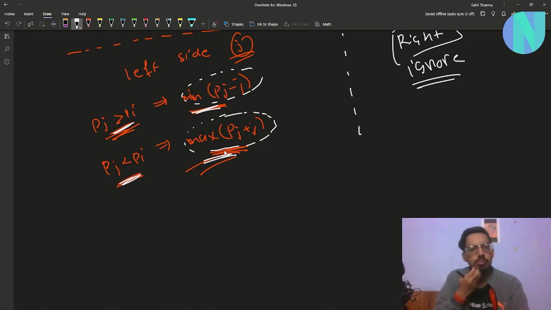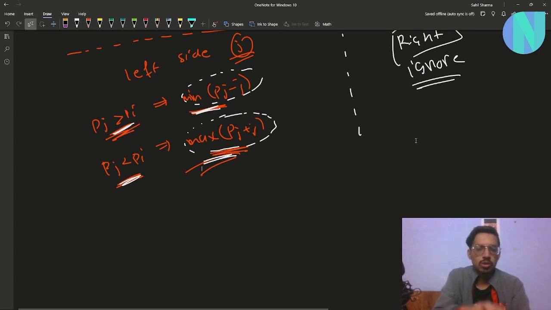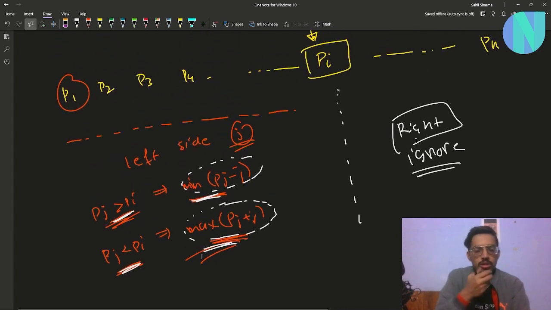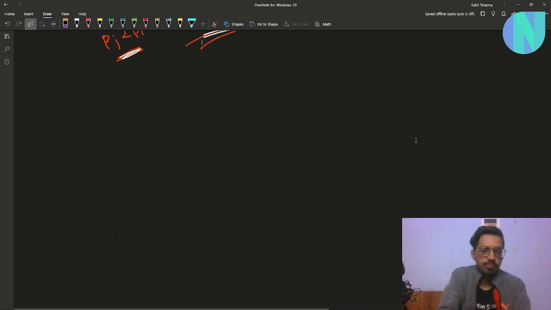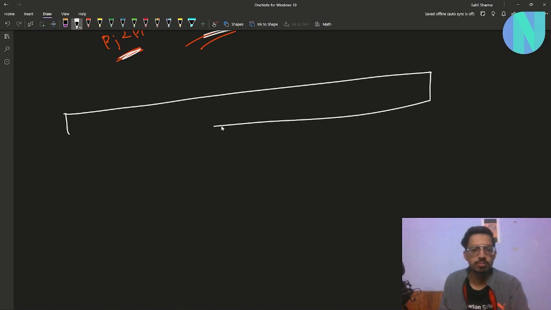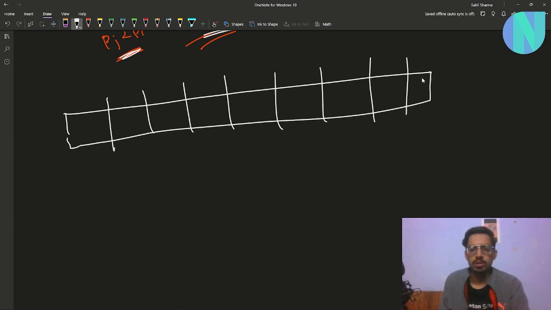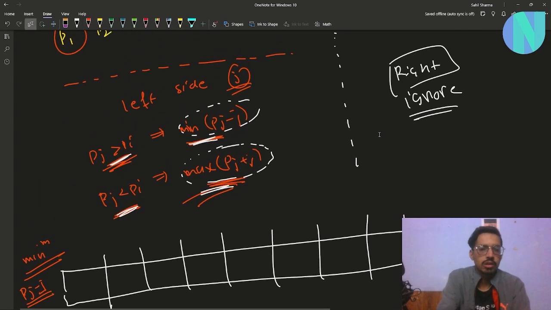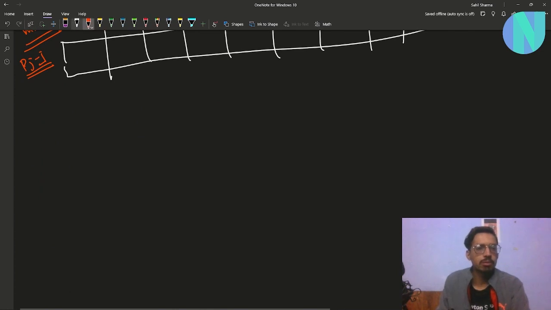So now the point is, how do we compute this? To compute this, we can keep 2 segment trees, right? Let's say this is my minimum segment tree, and in this I will update my pj minus j values. Then I will keep one more segment tree.